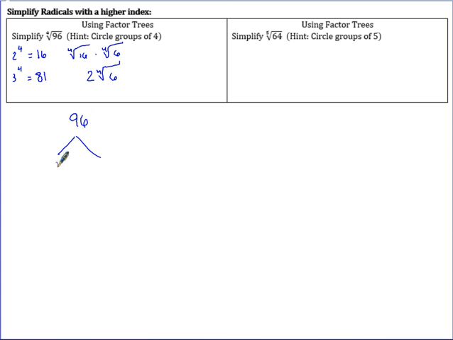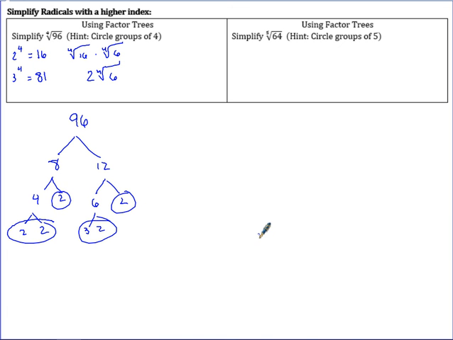96 is 8 times 12, and then I could break 8 apart into 4 and 2, and then 4 apart into 2 and 2, and then 12 is 6 and 2, and 6 is 3 and 2. So I have these numbers, and I'm looking for groups of 4.